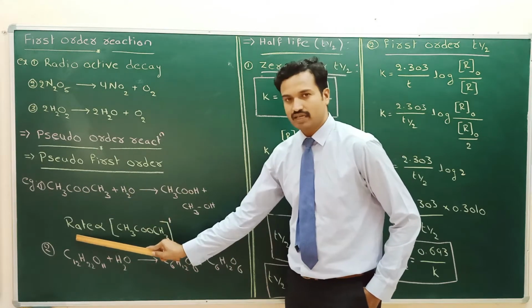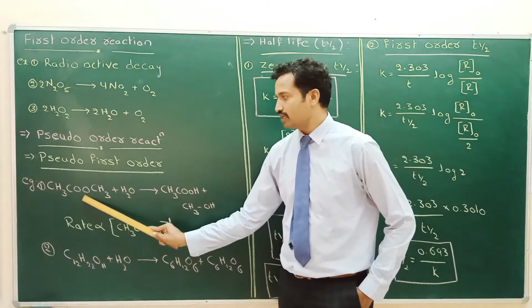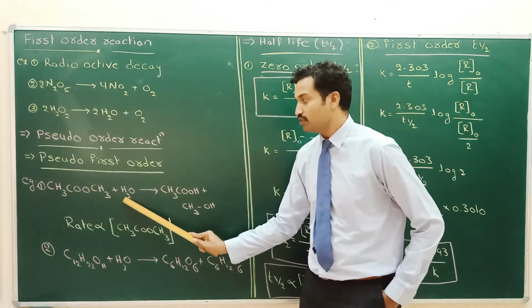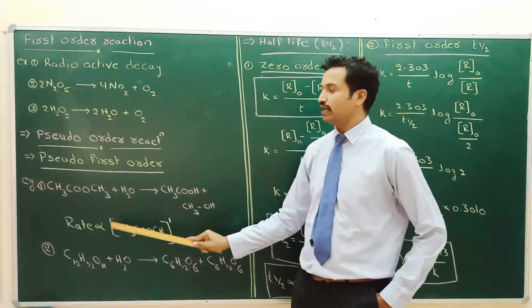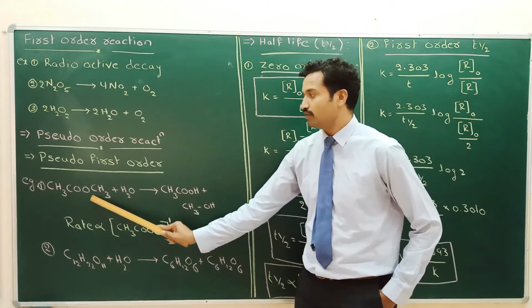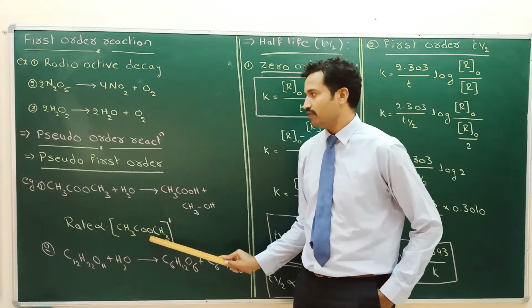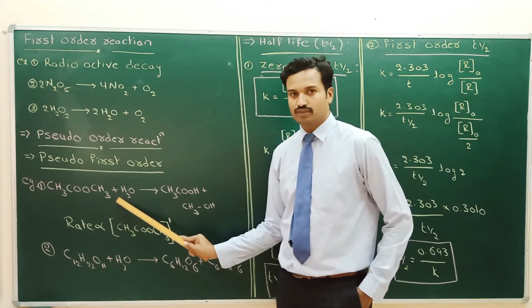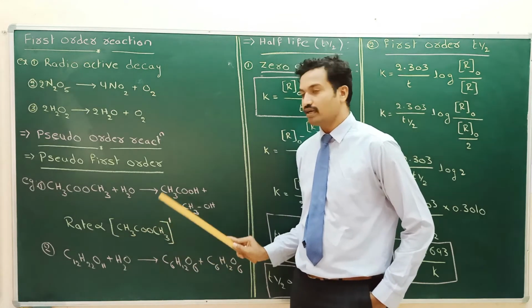So rate of reaction is proportional to concentration of methyl acetate to the power of 1, concentration of H2O to the power of 0. So the rate of reaction is not influenced by H2O. It is influenced by only methyl acetate. So order of reaction is 1. Theoretically it looks like 2, order is 2, but experimentally order is 1.